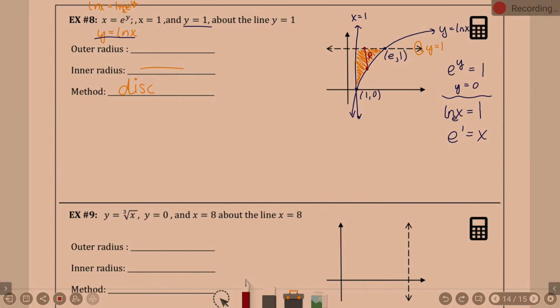What is that distance? If we're going upper minus lower, the upper piece of r is 1 minus, what's the lower piece? Natural log of x.